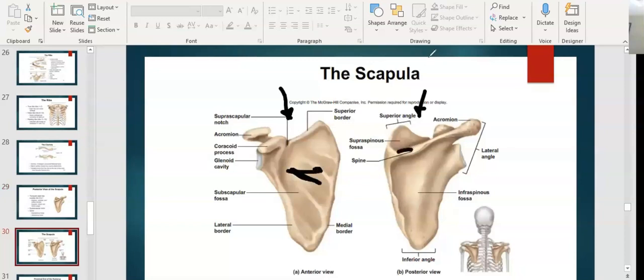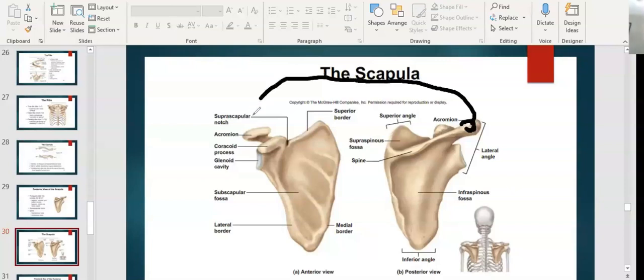So we said in the posterior view, we're going to have the spine, and we said the top of the spine is going to be right here, the acromion. This acromion is the same thing that you see right here. This is just the anterior view. That's the acromion. Below the acromion, I told you you're going to have this cavity, which is going to be the glenoid cavity. And on the other side of the acromion, you're going to have the coracoid process, this one right here.